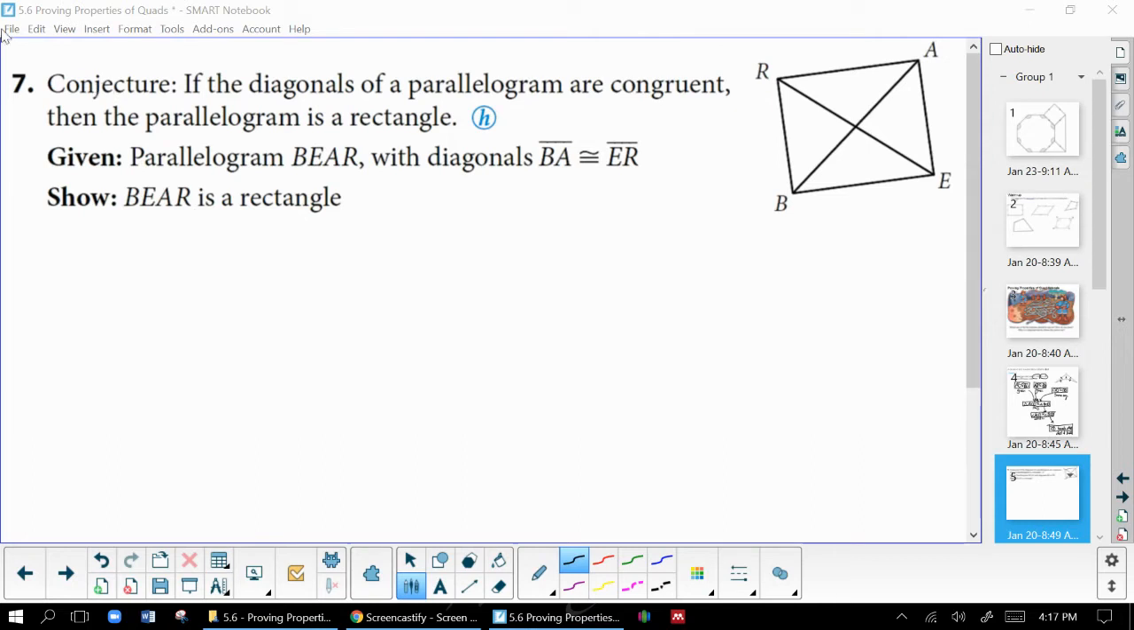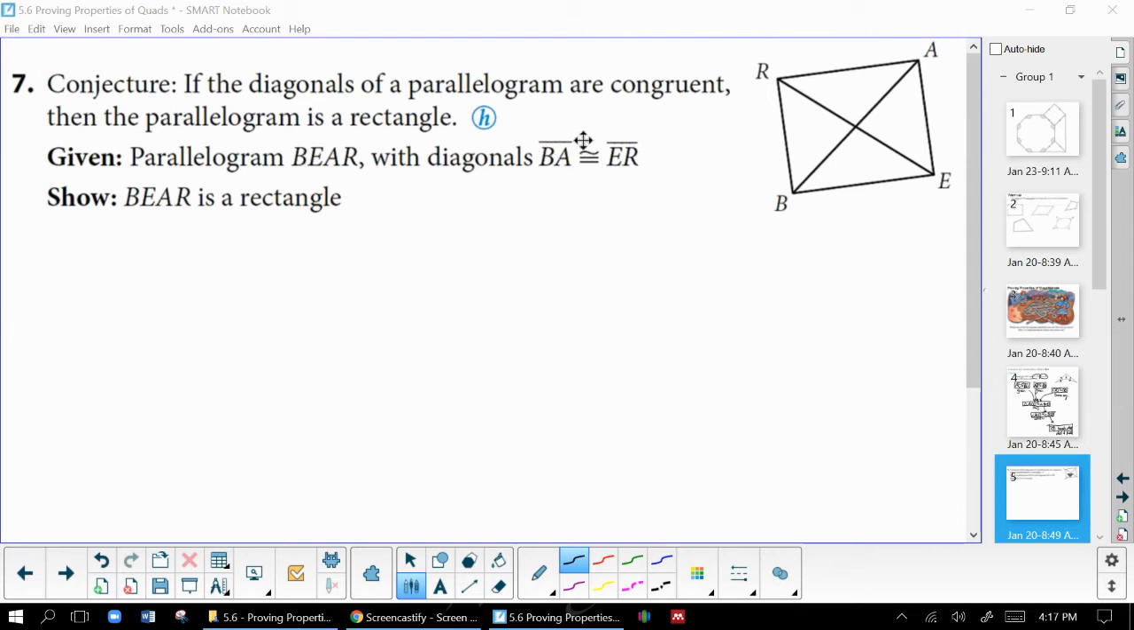So in this case, we are proving a conjecture that we have. And that conjecture says that if the diagonals of a parallelogram are congruent, then it is a rectangle. And so that's something we think is true. We're going to prove that it's true. And so our givens here are that this thing is a parallelogram and that it has congruent diagonals.